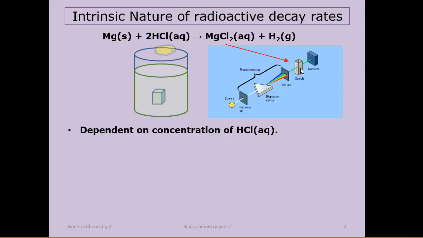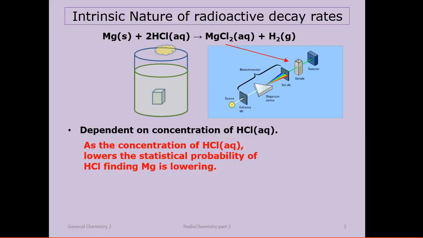Now, with that in mind, you could backtrack and say there's things that are not intrinsic to the magnesium solid, for example, that determine the rate, like the concentration of HCl, which really has to do with how much water's been added. As the concentration of HCl lowers, the statistical probability of HCl finding magnesium is lowering, so consequently the rate lowers, and we know from what we learned earlier in kinetics, as you lower concentration, the rate lowers.